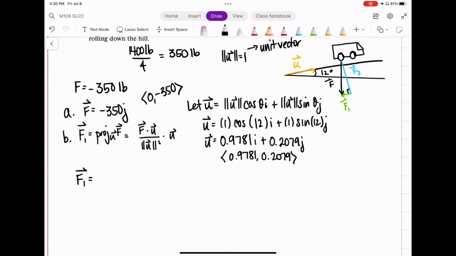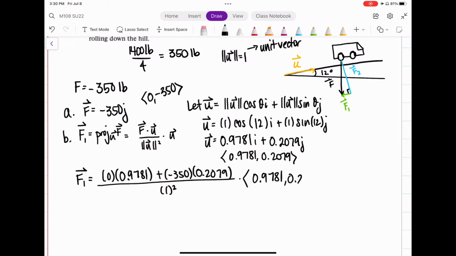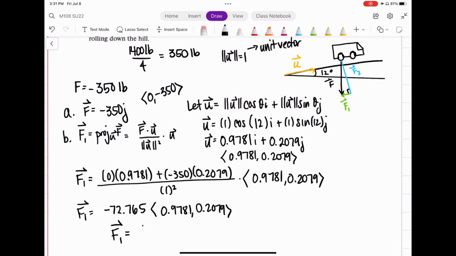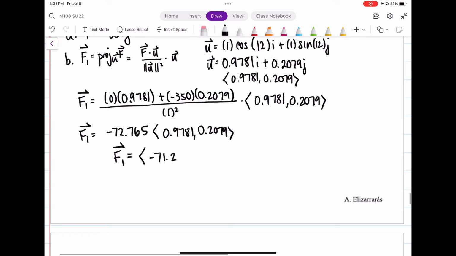Vector F1 is then given by the dot product, which is 0 times 0.9781 plus negative 350 times 0.2079 divided by the magnitude of vector U squared, which is 1 squared. All of that is going to be multiplied by the vector U, which is 0.9781, 0.2079. Simplifying the dot product, vector F1 is then equal to negative 72.765 times vector U, which is 0.9781, 0.2079. Vector F1 is then found by computing the scalar multiplication of the vector times negative 72.765. That gives us negative 71.2, negative 15.1.